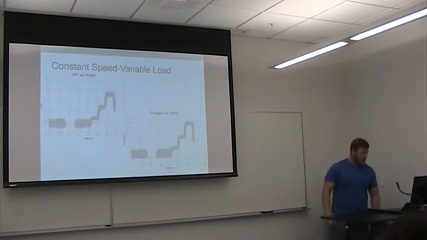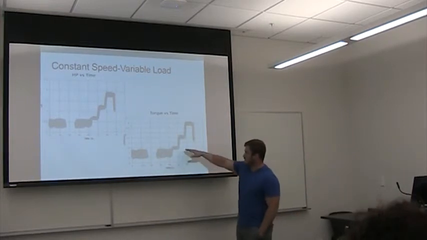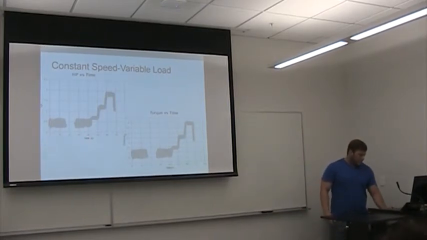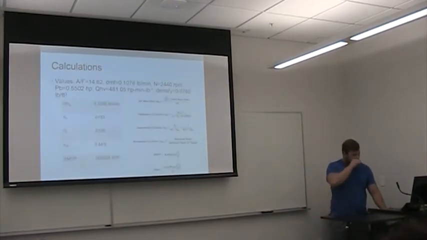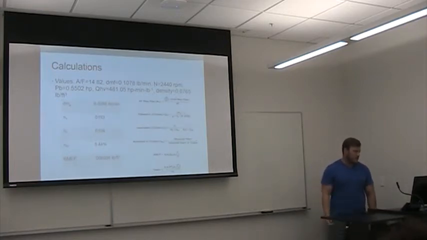Alright, so then for the constant speed, variable load, it was set to 2,500 RPM, and each of these steps is the different 10% loads that we increased each time. And then calculations. We needed to calculate the mass flow rate of the air, volumetric efficiency, the fuel conversion efficiency, and mechanical efficiency, and the BMEP.